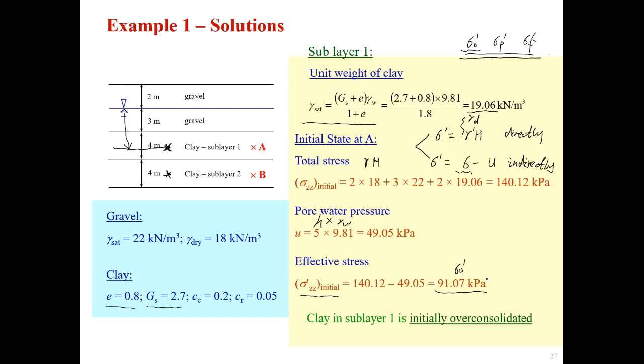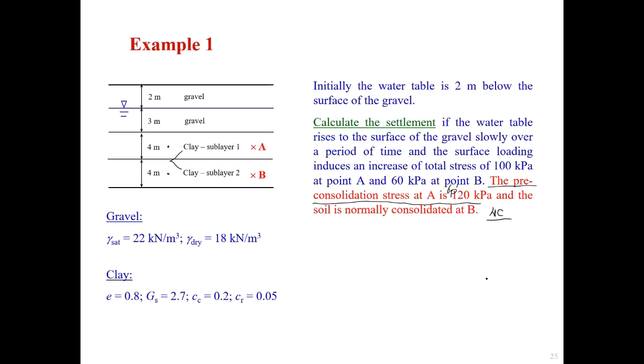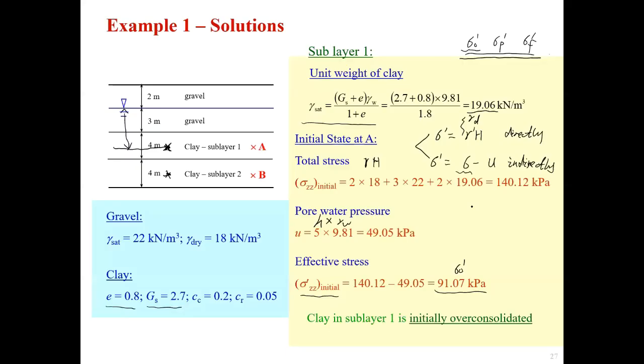Yeah, that's a really good point. So you see, that's what I'm trying to say. The pre-consolidation stress is already provided as 120. Which means now we need to do the comparison. Sigma P prime equals 120.